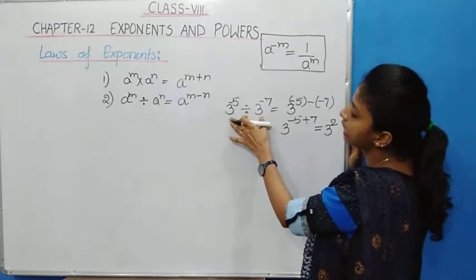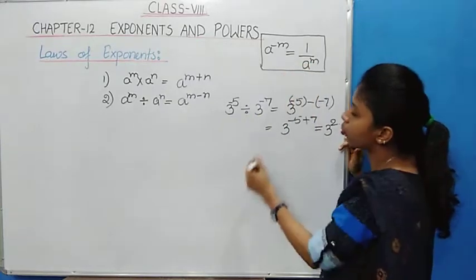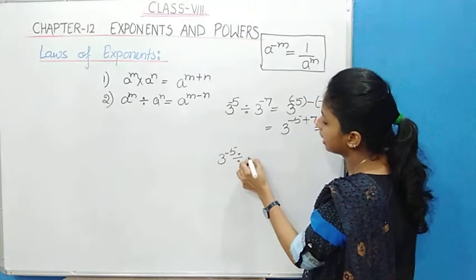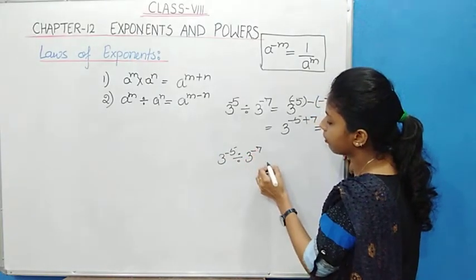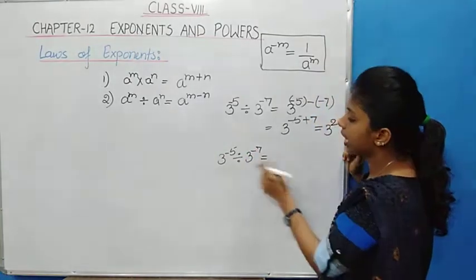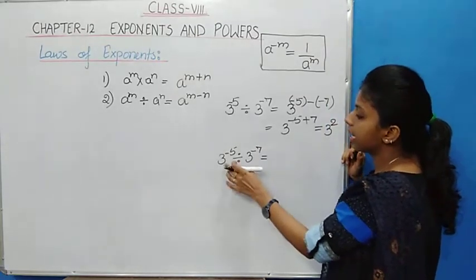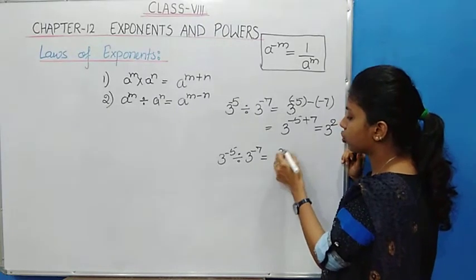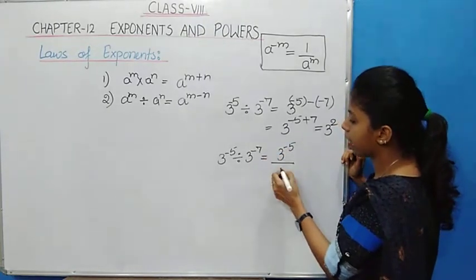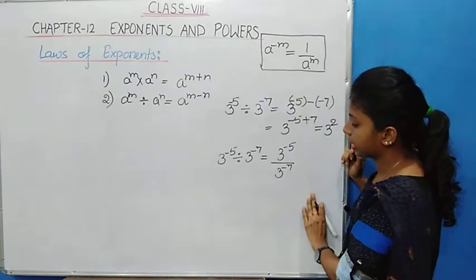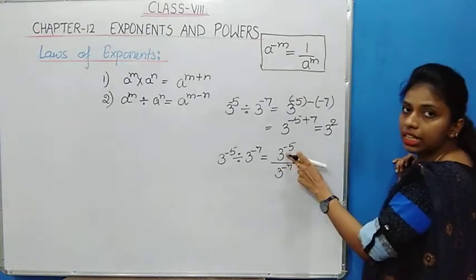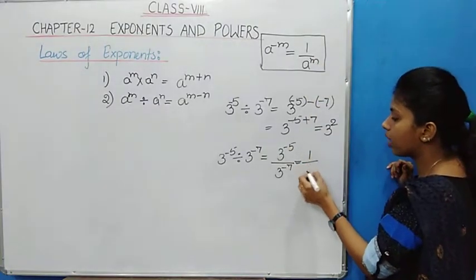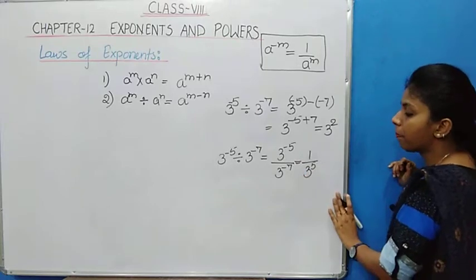Okay, now again check this same example with the help of this formula. So 3 raised to power minus 5 divided by 3 raised to power minus 7. We can write this as 3 raised to power minus 5 divided by 3 raised to power minus 7. Now let's convert 3 raised to power minus 5 with the help of this. So what we get is 1 by 3 to power 5.